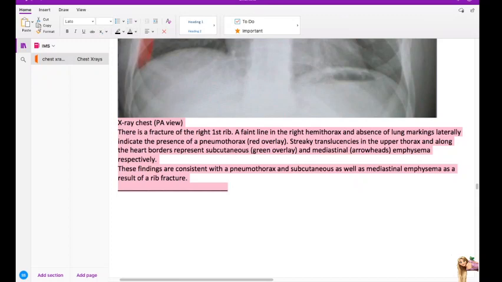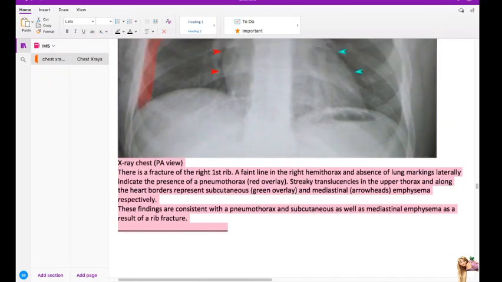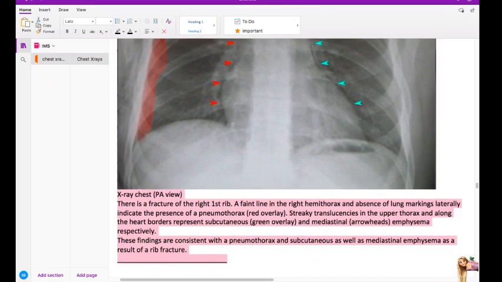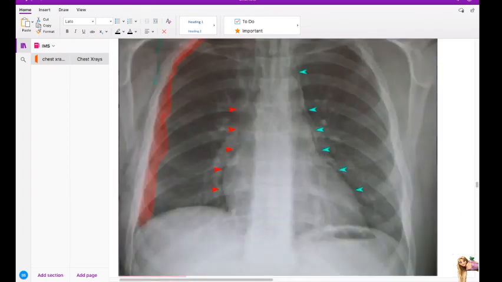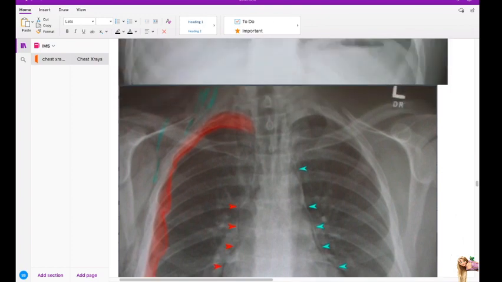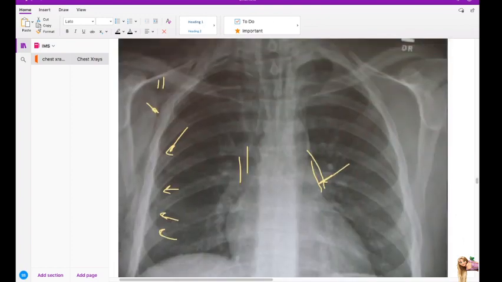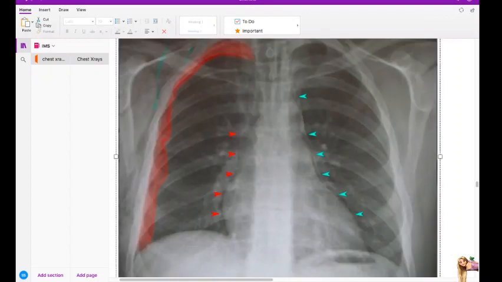What was the number? The fracture? The fracture, as it's said over here, it says as a result of rib fracture, but they've not said which rib. They've not even pointed out. So I'm not able to see actually. I don't know which rib is fractured over here. I think it's somewhere over here on the top because I'm not able to see any rib fracture.